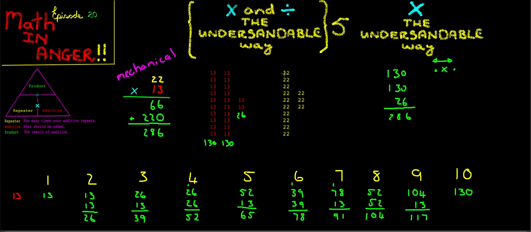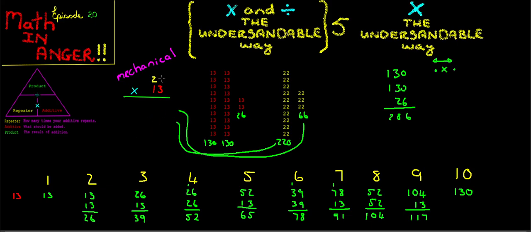Take a look at what happens when we add the repeater to itself. Right? So we've got 22 13 times. So we've got 22 added to itself 10 times and 22 added to itself 3 times. We know this is going to be 220. And this is going to be 66. Now take a look at this. Right? You see that? The thing is, there's a bit of a problem with this mechanical way because you've got to remember to do things rather than understand.